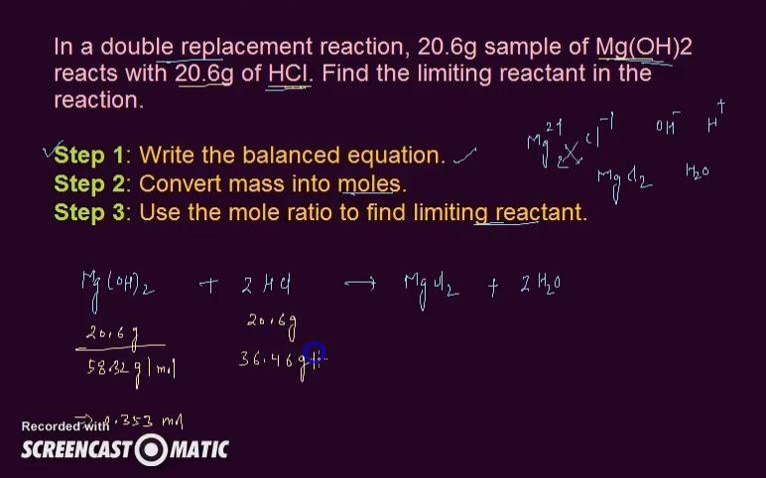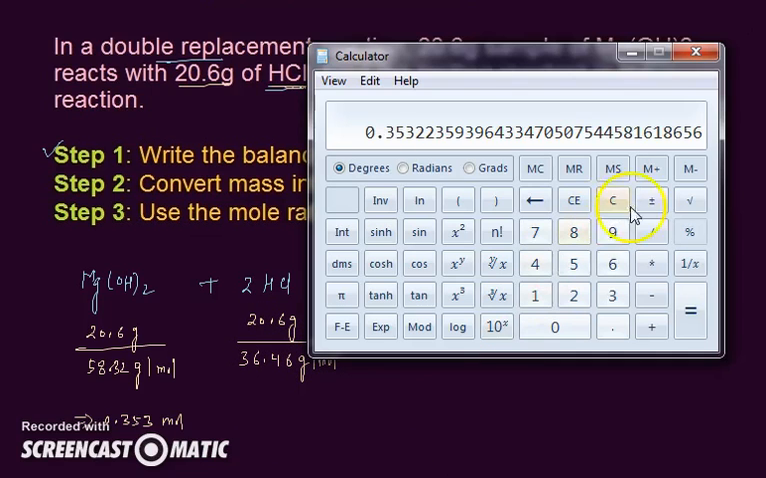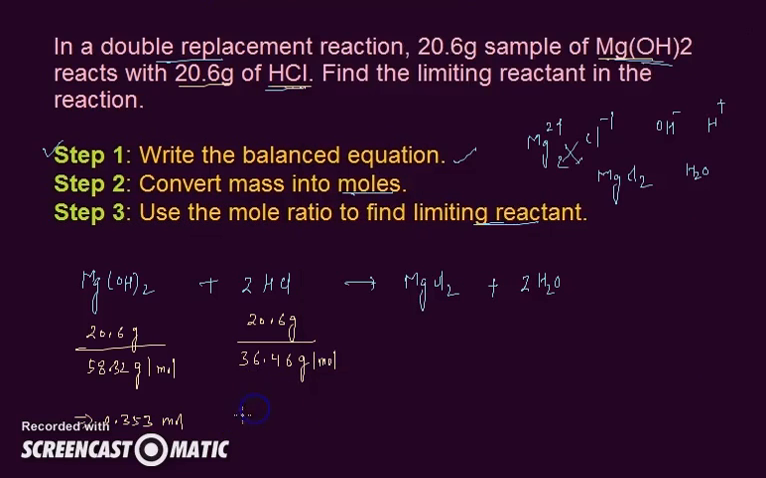36.46, and the unit is gram per mole. We divide these numbers. We use calculators. Here we have 20.6, the mass of HCl, divided by 36.46. And the value which we get is 0.565. Up to 5 we have 3 significant figures. Here I mentioned 0.565. These are the moles of hydrochloric acid given in the problem.